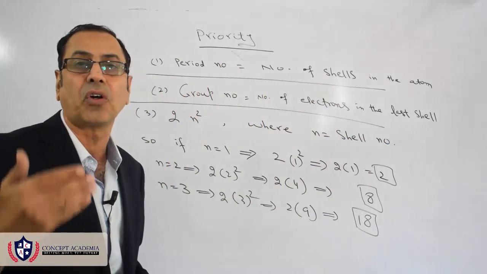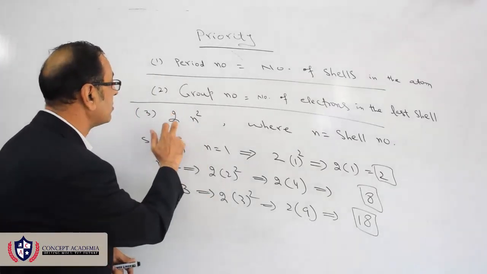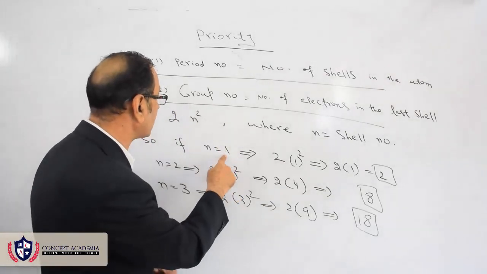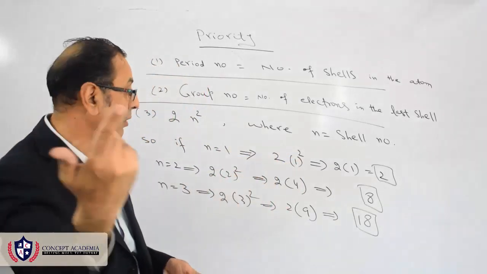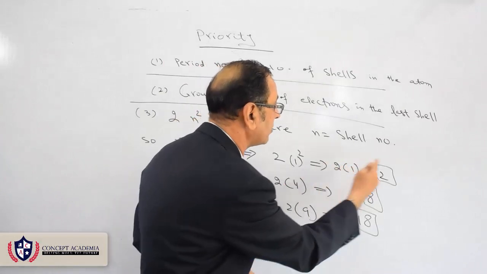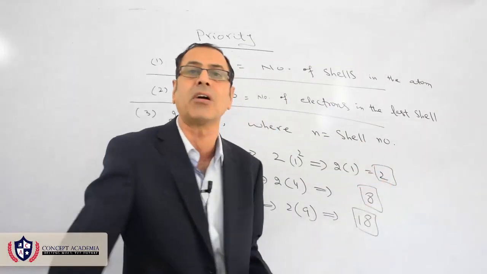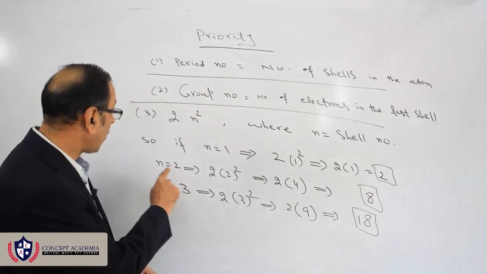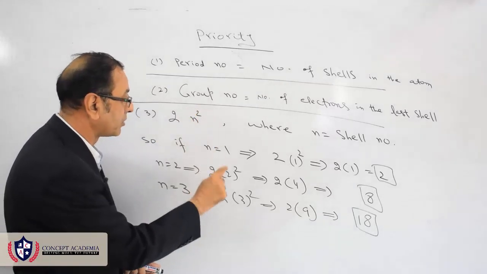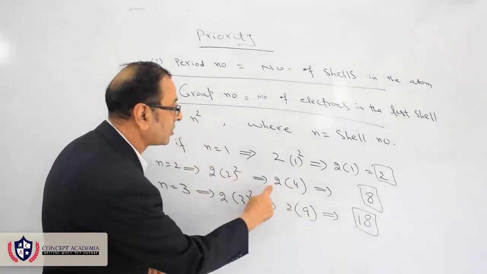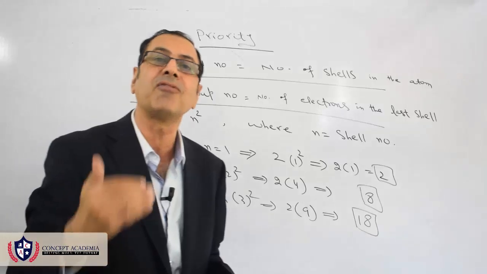I may apply it for shell number 1, shell number 2, or shell number 3. If n is 1, according to 2n square, in place of n I can put 1. So it is 2 times 1 square, because it is shell number 1. 1 square is 1, and 1 times 2 is 2. It means that the first shell can have a maximum of 2 electrons, which we have already discussed. For shell number 2, n is 2, so in place of n I will put 2. 2 square is 4, and 4 times 2 is 8. So the second shell, according to the 2n square rule, can have a maximum of 8 electrons.